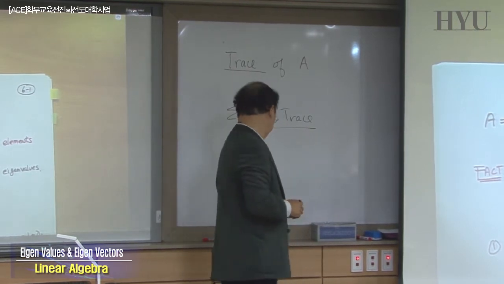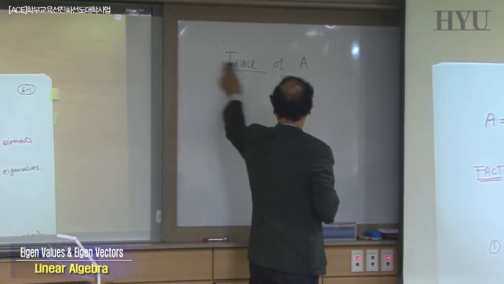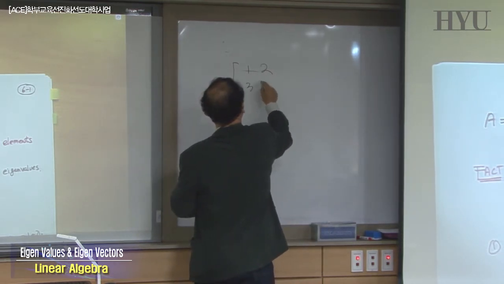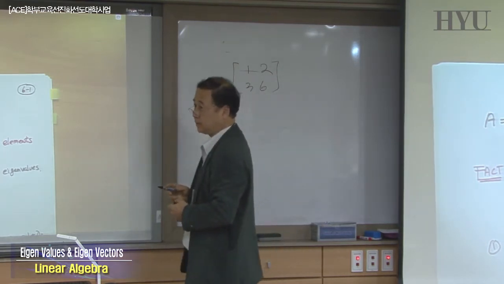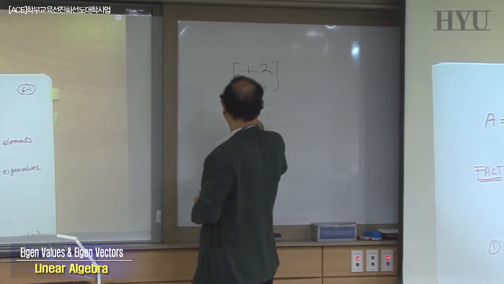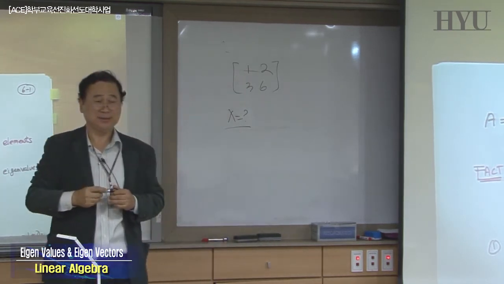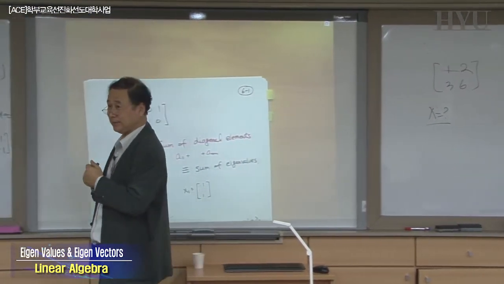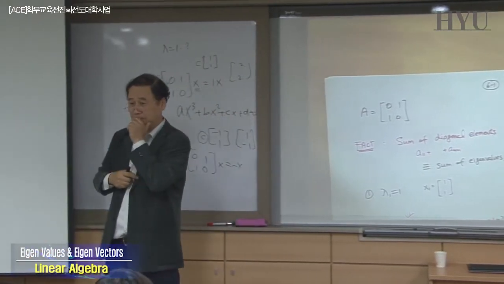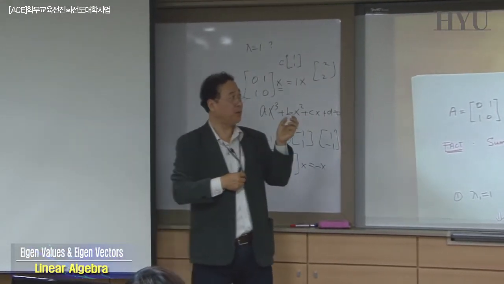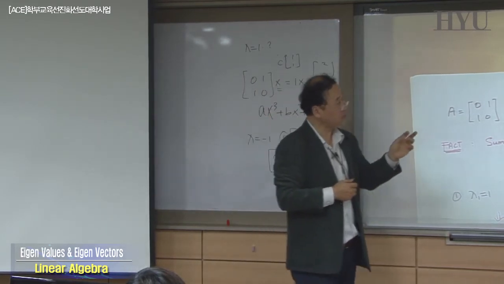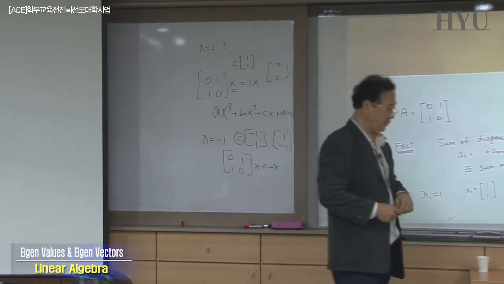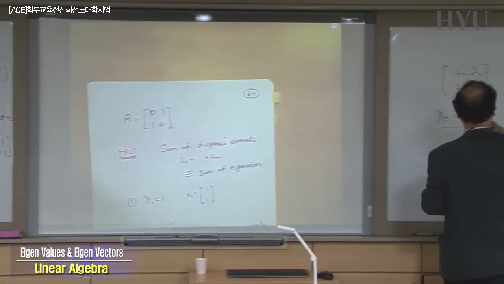Okay? Then let's think about this. What's lambda? So can anybody guess without computing? What's possible lambda? Because this is 2 by 2, right? We need 2 lambdas, right? Can you guess? Using the property, lambda 1 plus lambda 2 should be 7, right? 1 plus 6, right? Okay, so lambda 1 plus lambda 2 is 7.